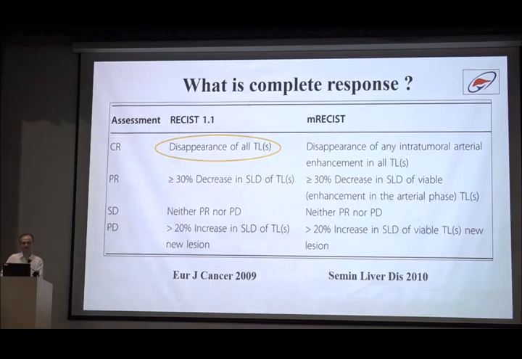In this, the complete response is defined as the disappearance of all the tumor lesions. Now, the locoregional therapy that we give in HCC actually does not cause disappearance. It just causes necrosis of the tumor. So, the mRECIST criteria came, in which the CR is defined as the disappearance of any intratumoral arterial enhancement in the target lesions. So, it is a bit relaxed. It does not require disappearance of the whole tumor, just the disappearance of any arterial enhancing lesions. And the rest are all the same, that is, partial response, stable disease and progressive disease are the same between RECIST 1.1 and the mRECIST criteria.